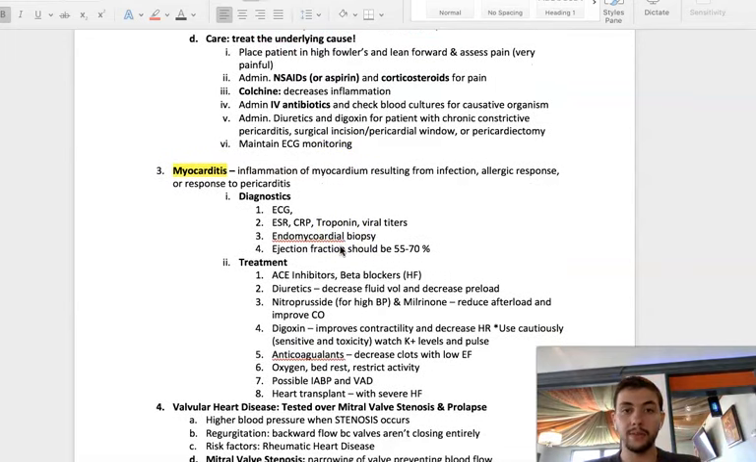How do you care for these? Basically, you want to treat the underlying cause, and place the patient in high Fowler's position, leaning forward. You want to administer NSAIDs, aspirin, and corticosteroids for the pain. IV antibiotics. Check blood cultures frequently just to make sure.